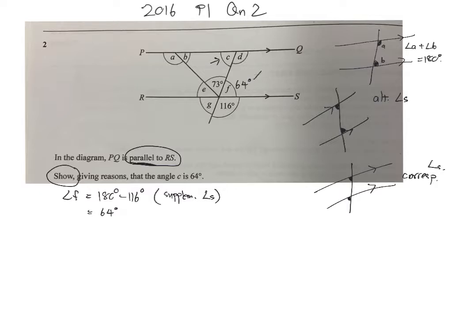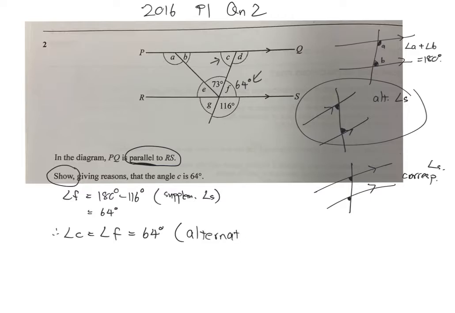Alright, so actually now F and C are related by alternate angles. Okay, so therefore we just say that angle C is equals to angle F. Okay, my handwriting not so nice because I'm standing up and doing. It is equals to 64 degrees because of alternate angles. And that's it. This is a how many mark question? 2 mark question. So just about right, 2 lines for 2 marks.